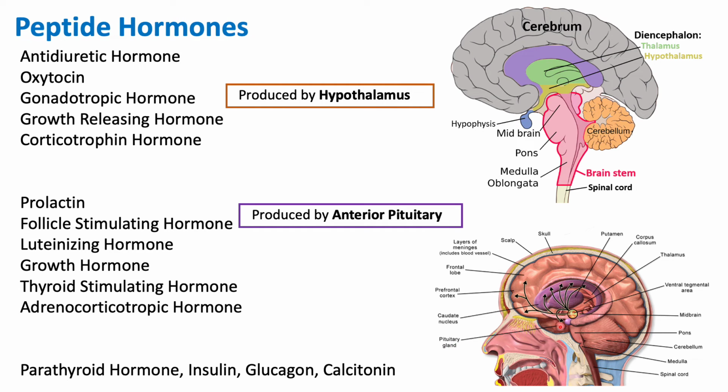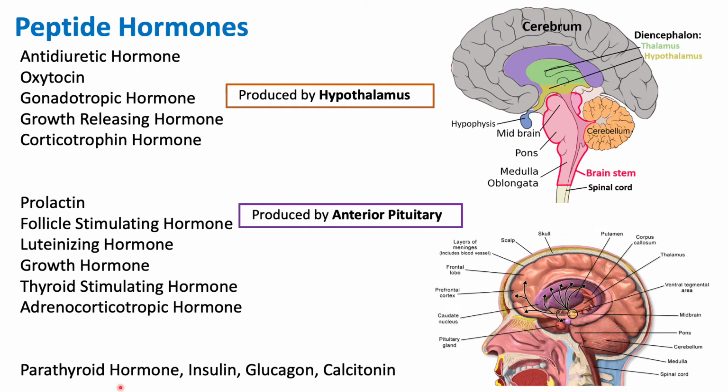At the bottom over here, we see the pituitary gland. Now the hypothalamus we can see from this diagram over here, and it's located right below the thalamus. So the hypothalamus is this region over here. These are the 5 different hormones released by the hypothalamus, and then these are the 6 hormones released by the anterior pituitary, and we will go over all of these in detail in another video.